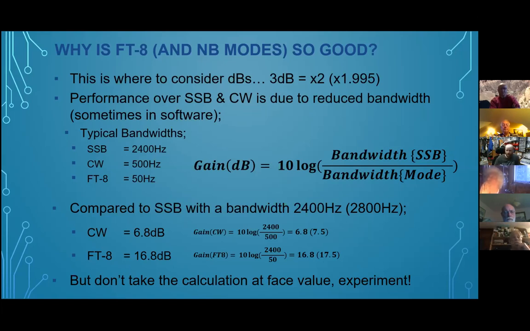But ultimately, because of the reduced bandwidth of FT8, the gain over, say, SSB at 2.4 kilohertz is quite a big number. You're nearly 17 dB of improvement. And over CW, you're talking at least 7 dB of improvement. I won't go into the details of this, but I hope for those that know how to calculate gain figures, that's how it's backed up. But ultimately, let's just round it out to 17 dB of improvement over SSB.